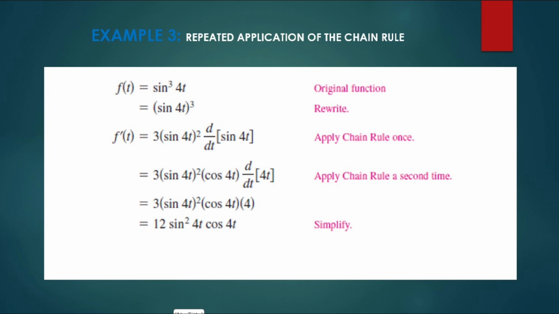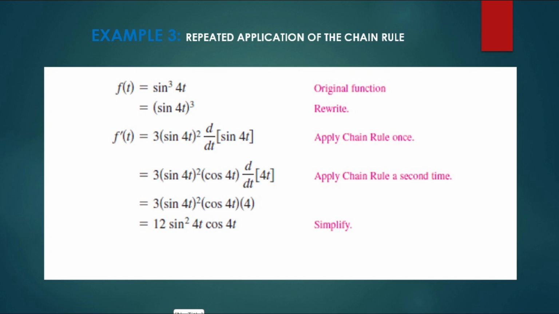So we have here a function f of t is equal to sine cubed 4t as our original function. To rewrite this, we have sine 4t raised to the power of 3. So applying the chain rule once, we have f prime of t is equal to 3 times sine 4t squared times the derivative of sine 4t, by applying the chain rule once.